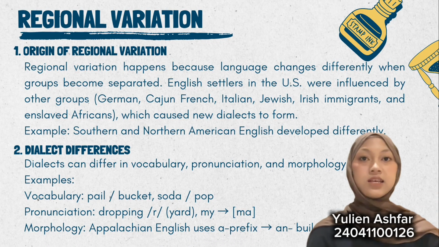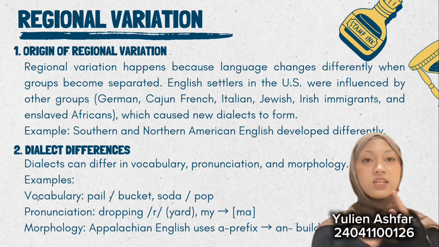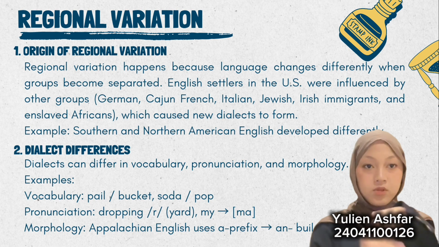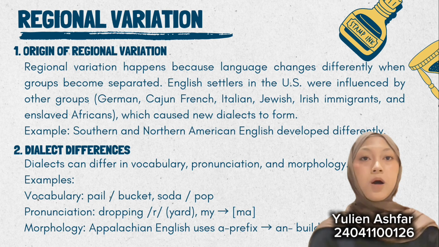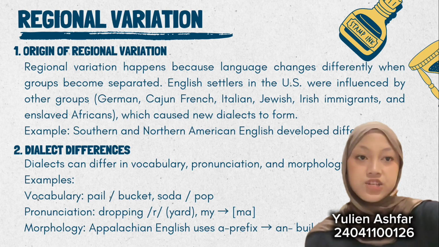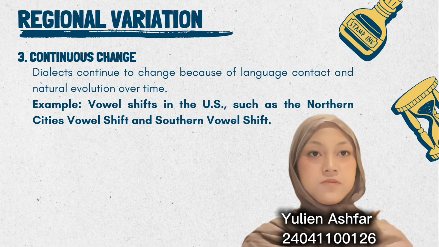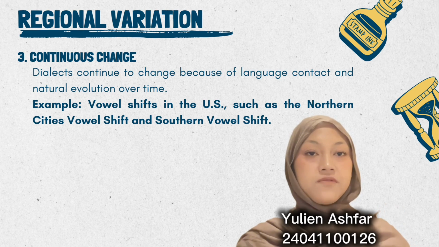Regional variation. This slide explains that regional variation occurs when language changes differently as groups become separated and influenced by another culture, creating new dialects. For example, Southern and Northern American English developed differently. Dialects also vary in vocabulary, pronunciation, and morphology, such as pail and bucket, soda and pop, dropping R, and the prefix a- in present English. Regional variation continues to change. Dialects continue to change because of language contact and natural evolution over time. Example: vowel shift in the US.